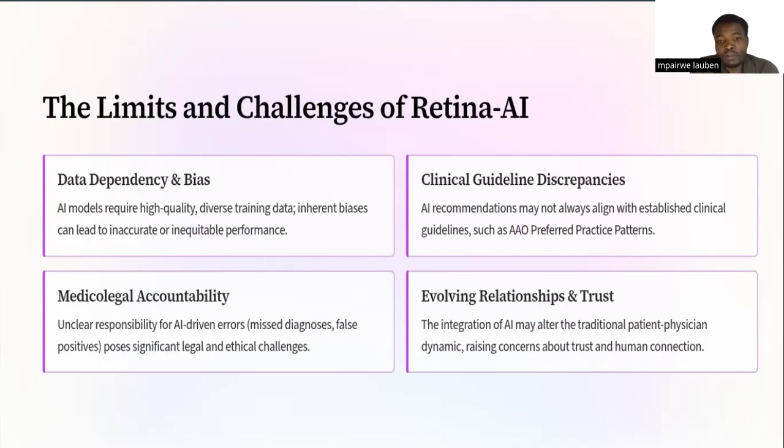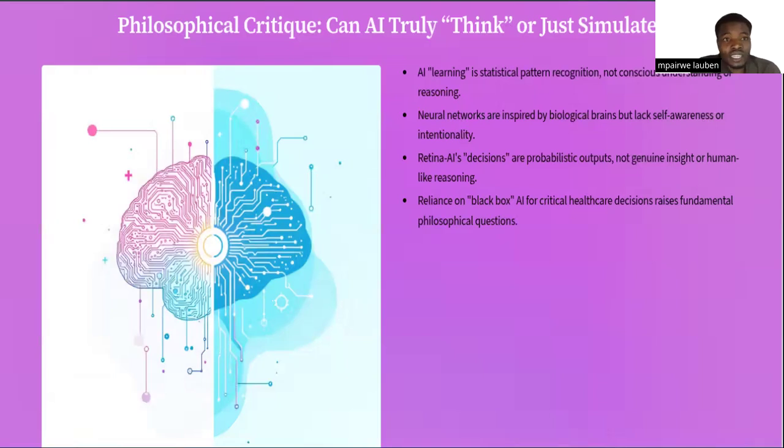Then we also see the impact on relationship and trust. Integration of AI alters the traditional patient-physician interaction, which raises a concern about trust and human connection. Then, in our next slides, we're exploring the critique. Can AI truly think or just simulate? AI just learns from statistical pattern recognition. It doesn't learn consciously or reason like human beings.